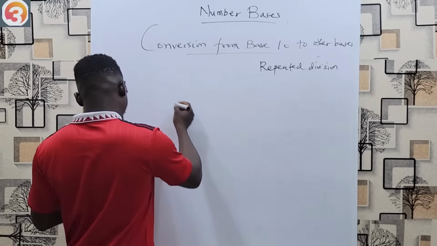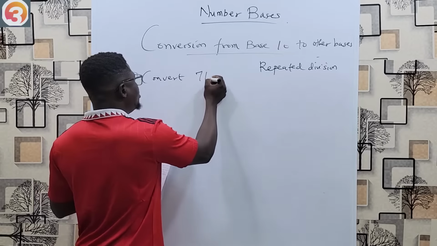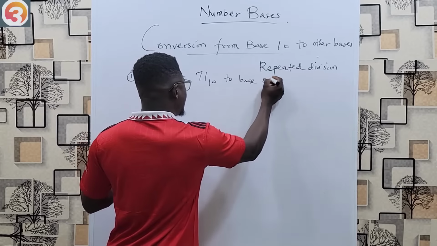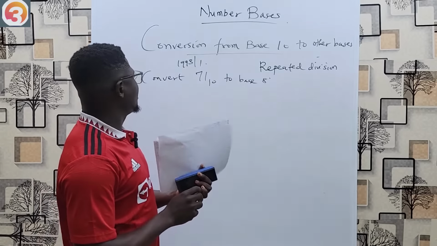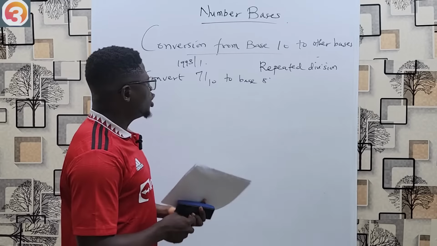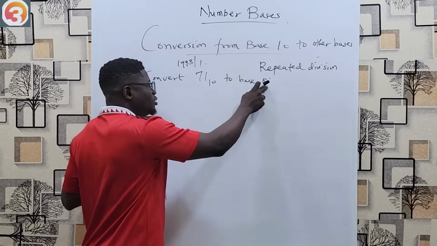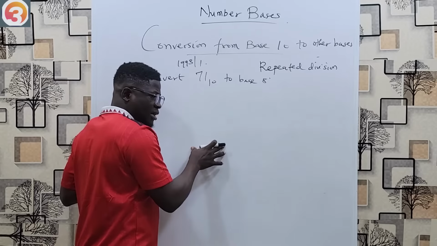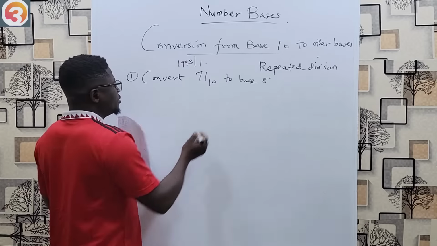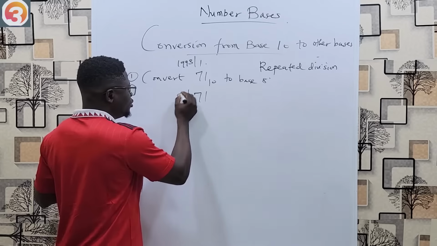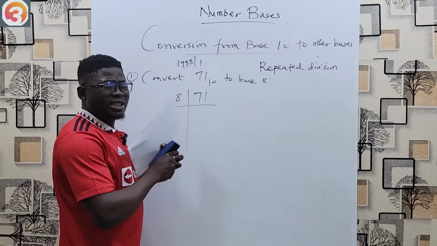So for example, if they say convert 71 base 10 to base 8. This is a 1993 JAMB question, number 1. Convert 71 base 10 to base 8. We are converting to base 8 and it's in base 10 already, so we use this 8 to divide 71 until we get to 0, and then we take our result from bottom to the top. Now let's see. So we have 71, and 8. You do your normal division. So 8 into 71. How many times can 8 go into 71?